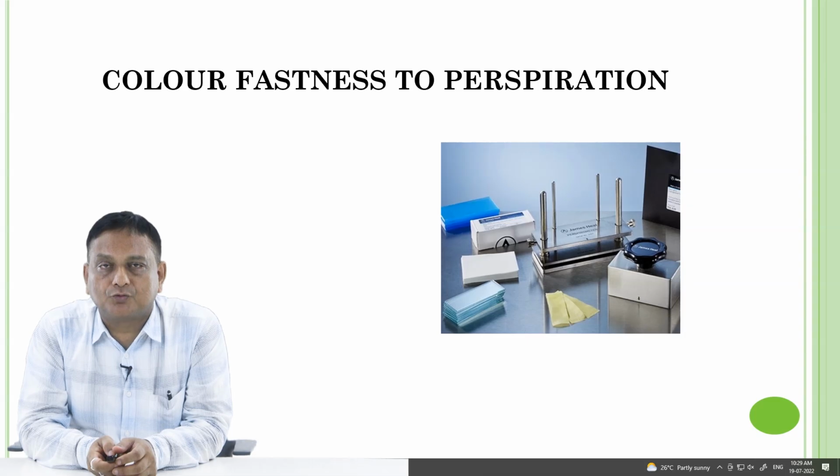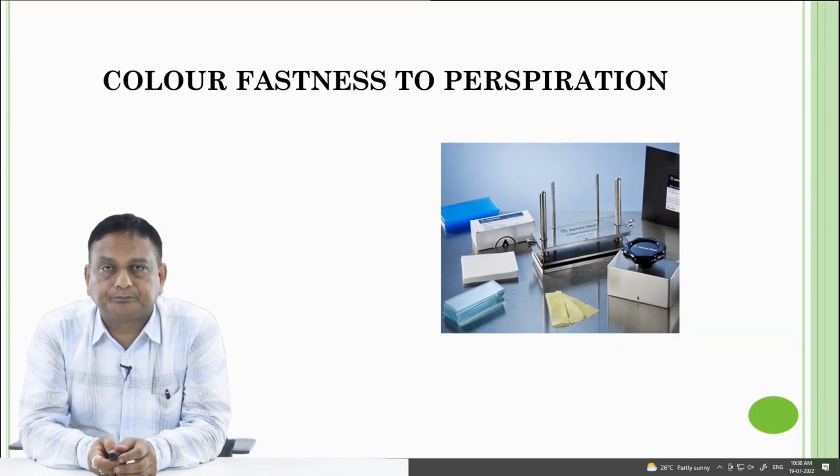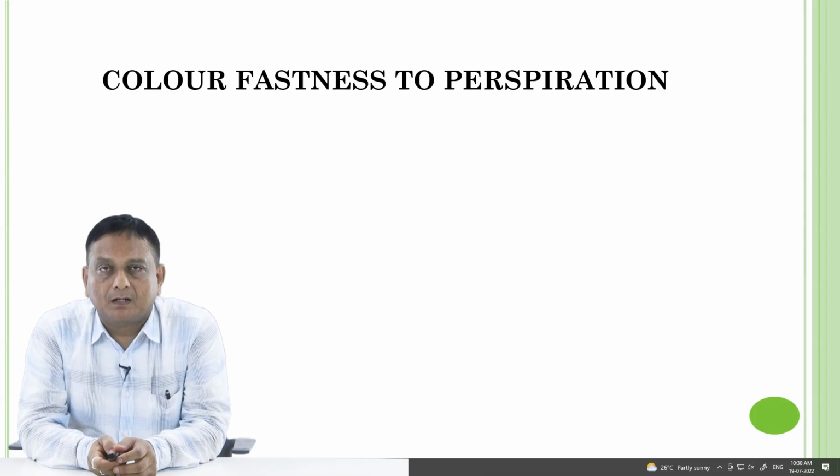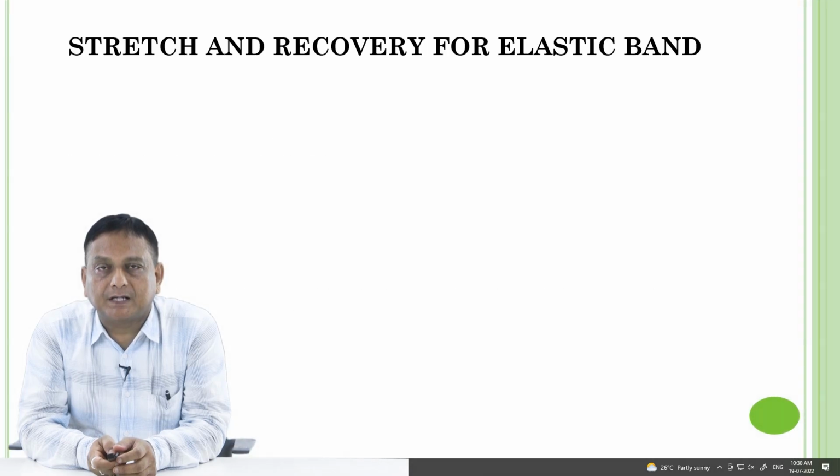Now there are instruments for colorfastness to perspiration for this kind of apparel, and a perspirometer is used for this purpose. So colorfastness to perspiration is very important, because we have already seen how it fades near the lower arm area after use, and this is getting judged.